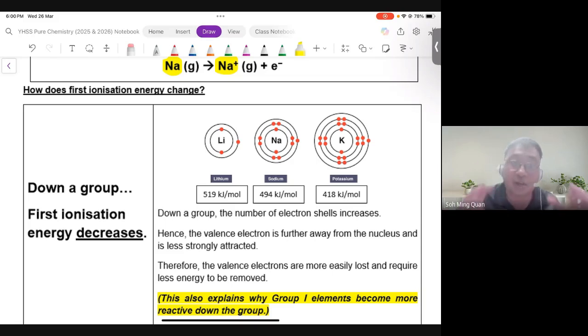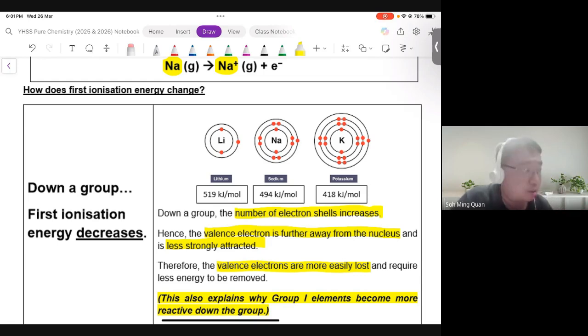One way to see this is as we go down group 1, for example, lithium, sodium, potassium. As you go down the group, you notice that you get more and more shells. The number of electron shells increases. As a result, the valence electron is further away from the nucleus. More shells, right? As a result of having more shells, the valence electron is further away and therefore less strongly attracted to the protons. Therefore, they will be more easily lost.